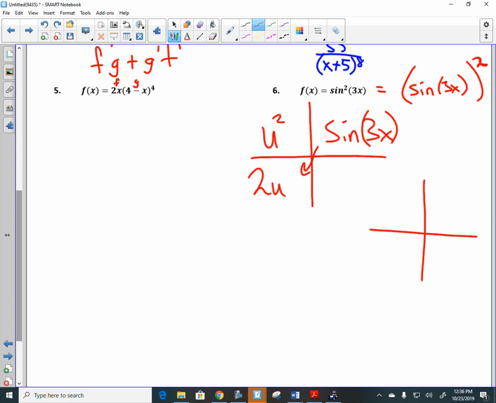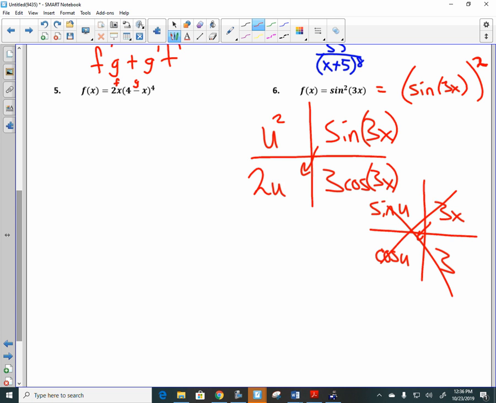Sine of 3x. We have sine of u. We have 3x. Derivative of sine: cosine of u. Derivative of 3x is 3. So what's the derivative? So that's what I drop into this box: 3 cosine of 3x. So this was just our side work to come up with that derivative.